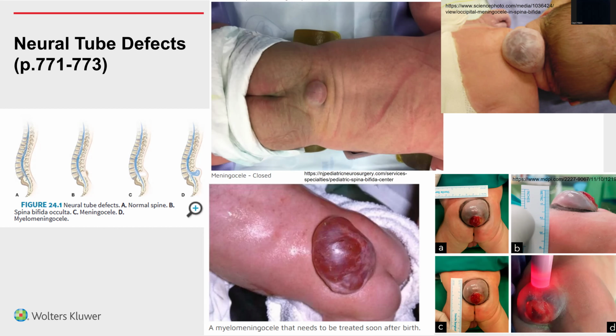The top middle picture is a closed meningocele. The bottom middle picture is a myelomeningocele. The top right picture shows a meningocele, because it can be located anywhere along the spine, not just the sacral area, and that one's located close to the nape of the neck. And then the bottom right picture shows you a myelomeningocele with an open area on it, which would need to be surgically taken care of very quickly.